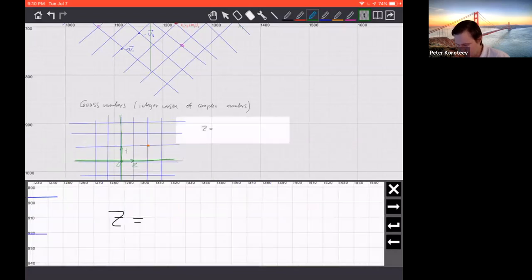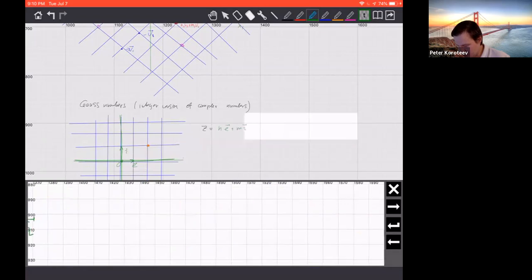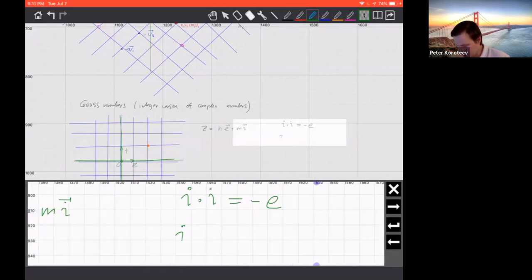So every point on the lattice will be an integer point. So it will be Z. It will be some combination of n times E plus m times I. And the rule of multiplication is like this: I times I is equal to minus E, and then I times E is equal to I.